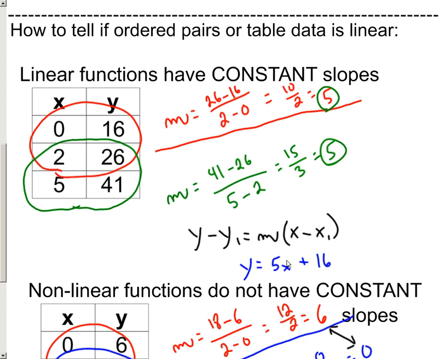So here's our input of 0. 0 times 5 is 0, and 0 plus 16 is 16, so our output y is 16, and there it is on the graph. You can check it with these two inputs also, and you'd get the same outputs every time.